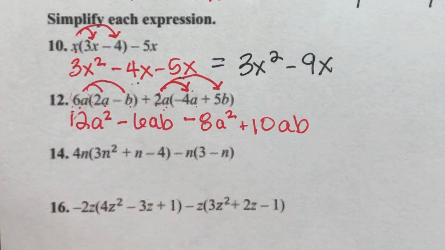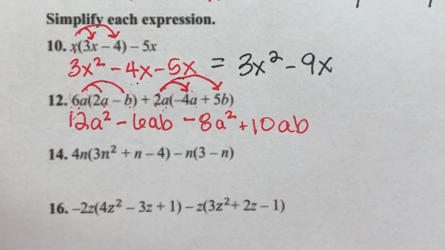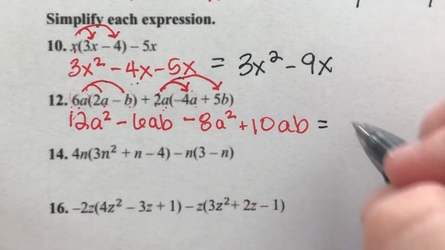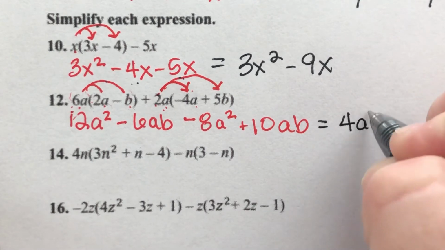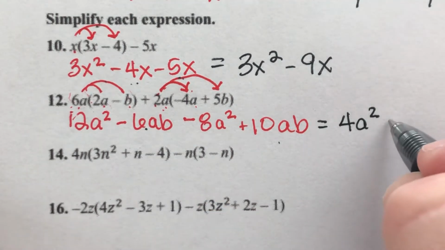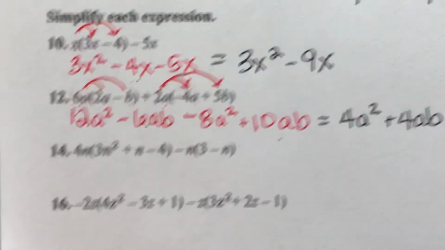Okay, can we simplify this anymore? Yes, I can combine this a squared and this a squared, and I can combine this ab and this ab. So when I do that, 12a squared minus 8a squared is 4a squared. Negative 6ab plus 10ab is positive 4ab. So we're done. Number 14.